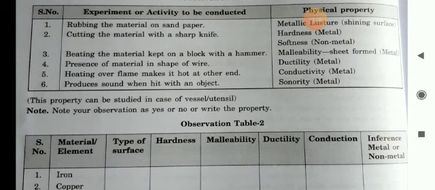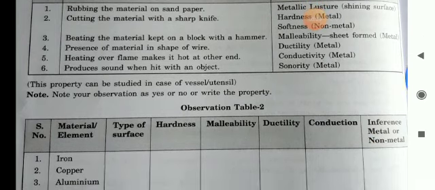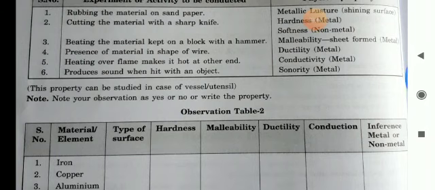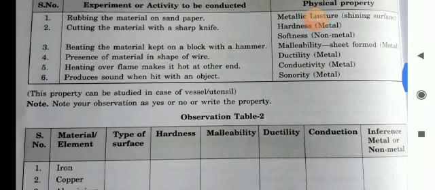Fourth, presence of material in the shape of wire. Try to extend it, and if it extends, that means it is converting into wire shape, then it is ductile. This property of material is known as ductility, and metals are ductile in nature. But non-metals, in both cases, get broken, and this property is known as brittleness. So non-metals are brittle in nature.